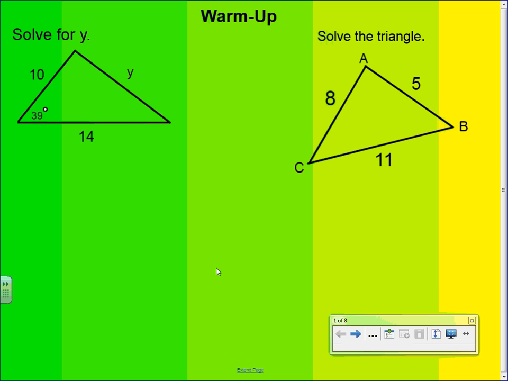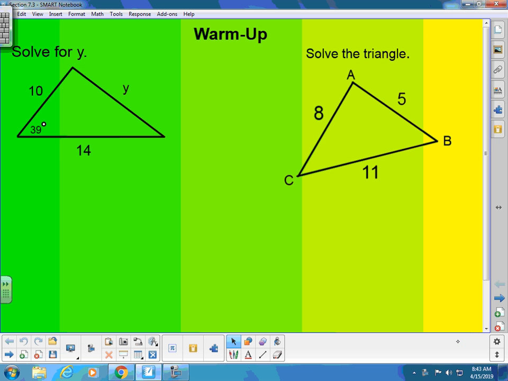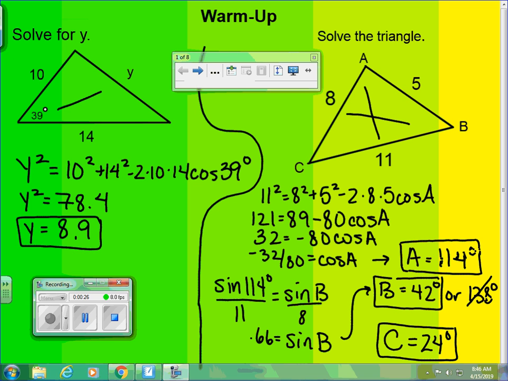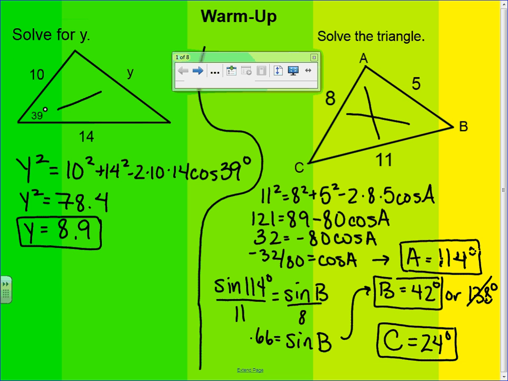Alright, let's start this 7.3 lesson with a little review of what we did in section 7.2. In a second, I want you to pause the video, try these two problems on your own, and when you're ready, hit play and you will see the solutions and I'll go through them with you. Okay, here are the correct answers to our warm-up problems.